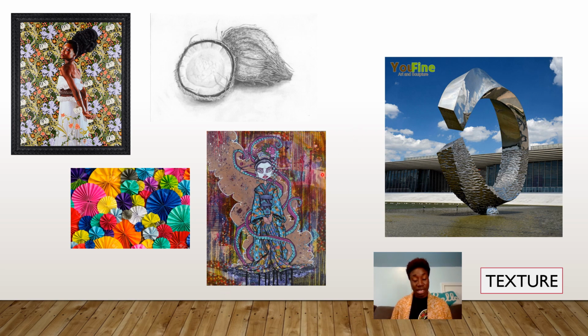And then you have abstract texture, so it's not an actual texture, but it looks very rough and rugged, so it gives it texture. This is a sculpture, so it's smooth at the top and it feels very rugged at the bottom. So that is your texture.